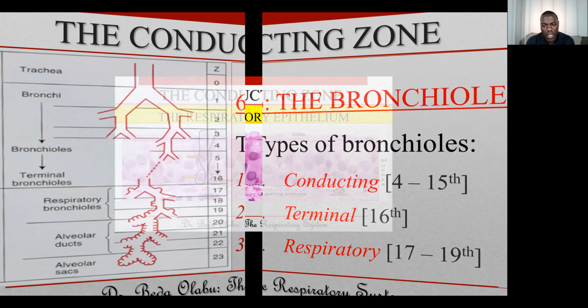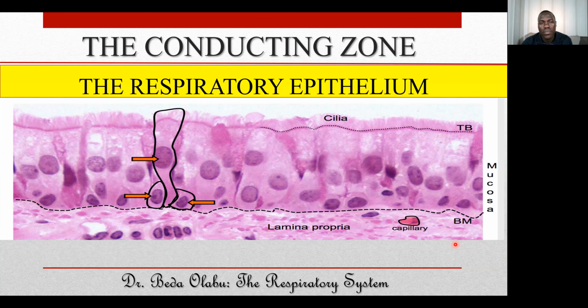But before we leave that and I give you a break, let's talk about the epithelial lining of the conducting zone. The epithelial lining of the conducting zone is lined by what we call the respiratory epithelium. We looked at different types of epithelium some time back, and we are aware of how we classify epithelium. If epithelium consists of a mixture of short and tall cells, then we call it pseudostratified columnar.